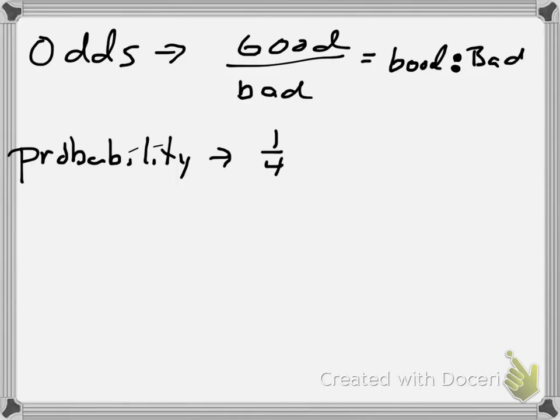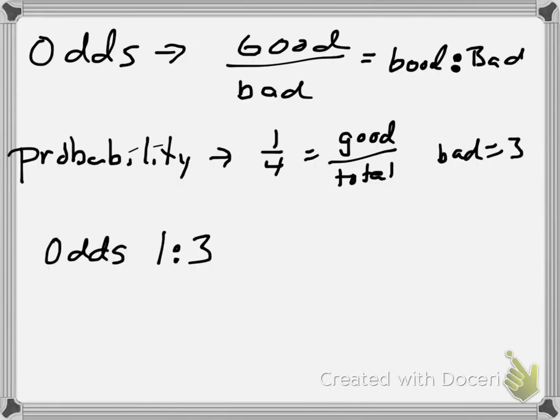If the probability is 1/4, how many bad outcomes are there? 3. Because 4 is the total. So if the probability is 1/4, the odds would then be 1 to 3. Good to bad.